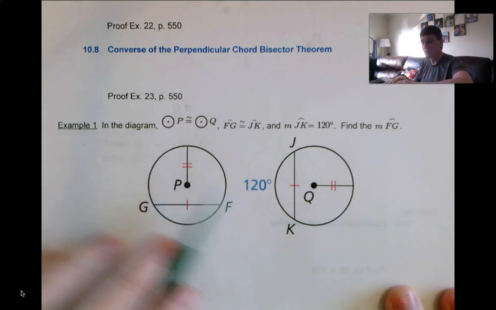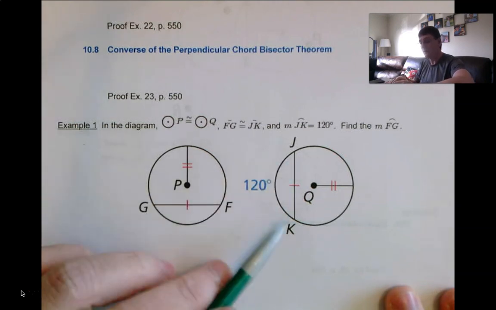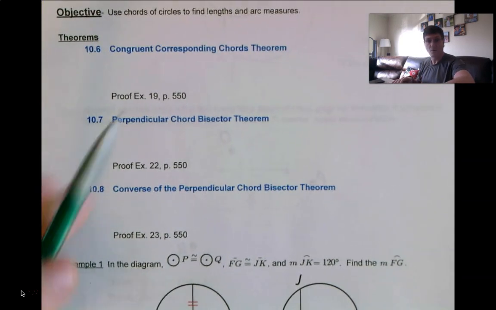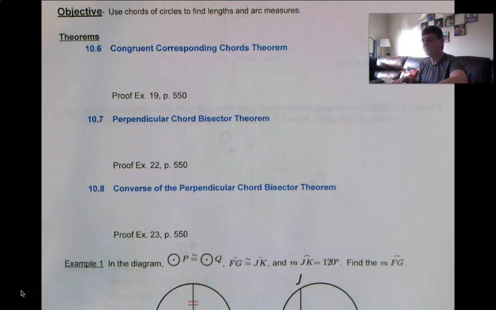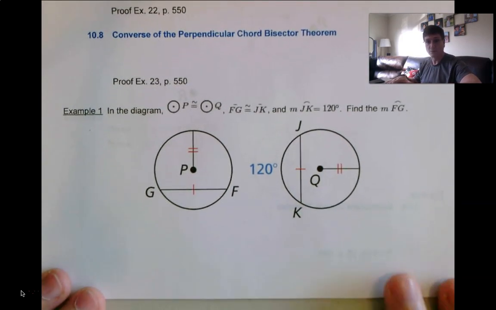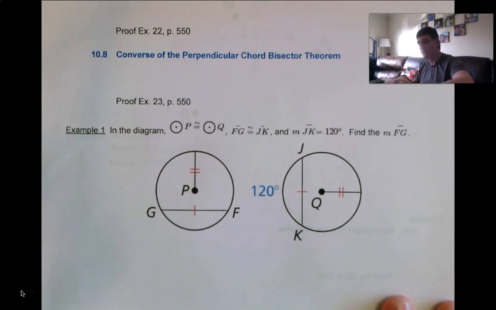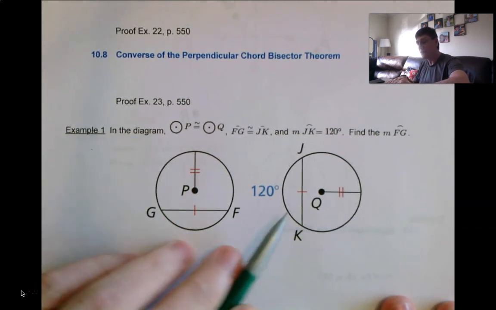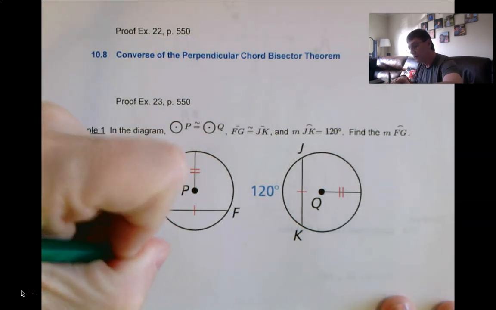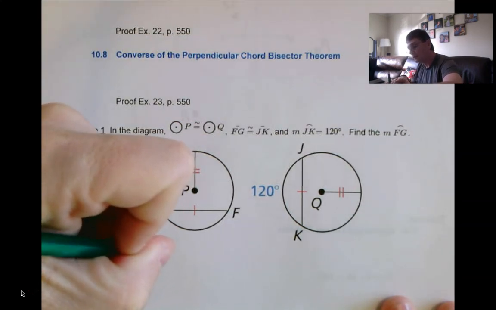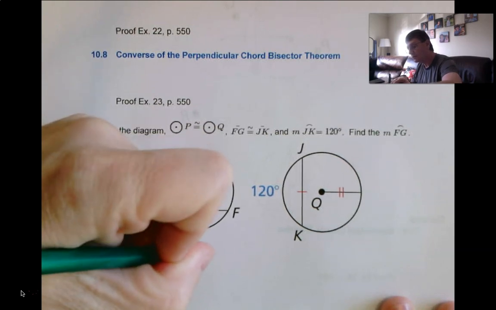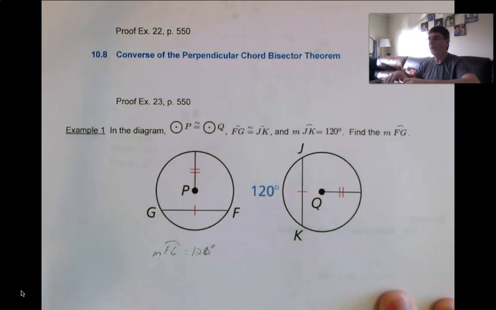Alright, so these two circles are congruent. The congruent corresponding chords theorem tells us that congruent chords within the same or congruent circles have congruent arcs. So arc FG is the same as arc JK, so the measure of arc FG is 120 degrees as well.